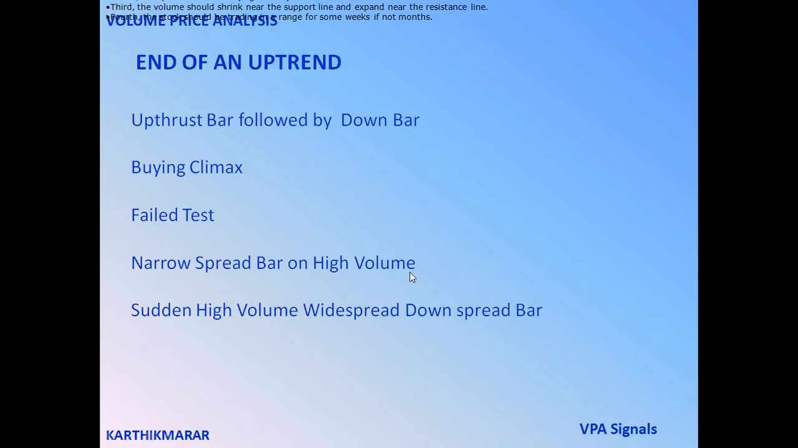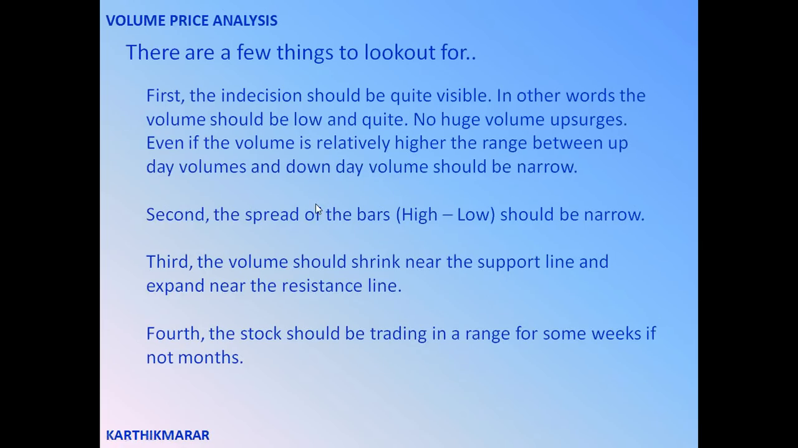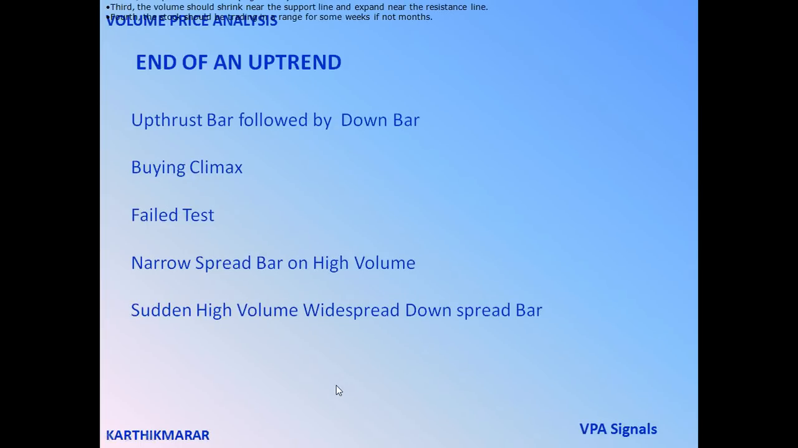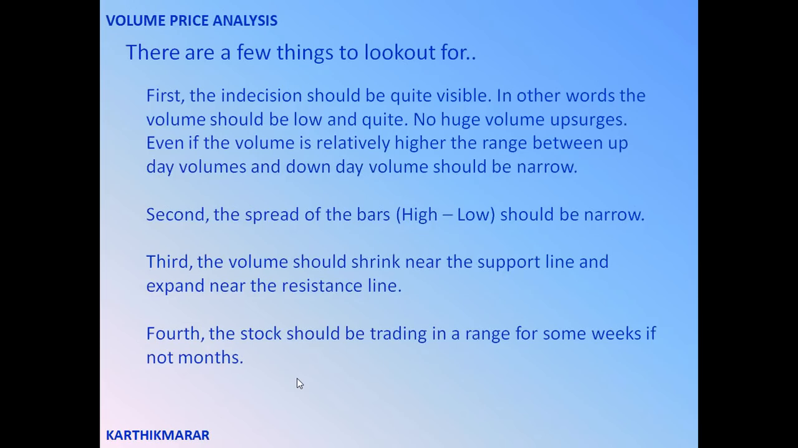And a narrow spread bar on high volume. This is what we talked about before, because it's a weakness. These are the things indicating that the supply is overruling the demand. So the sudden high volumes with a widespread down bar is also an indication. It's not that all of them must appear. One of them, or multiple of them, but these are the signals which indicate the end of an uptrend, or the coming end of the uptrend.